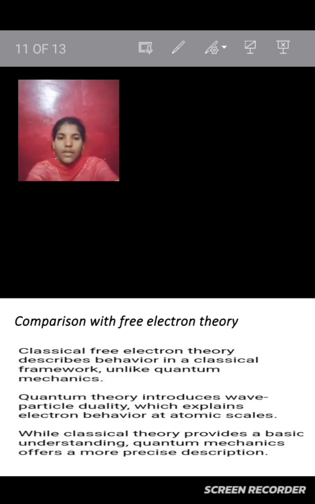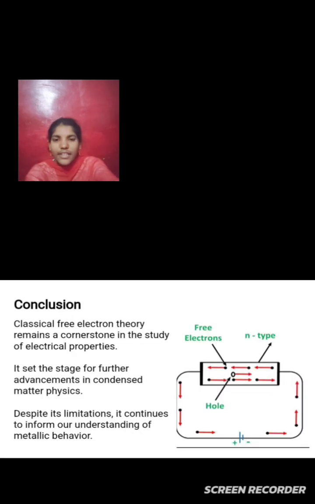Finally, we come to the conclusion. Classical free electron theory remains a cornerstone in the study of electrical properties. It set the stage for further advancements in condensed matter physics. Despite its limitations, it continues to inform our understanding of metallic behavior.